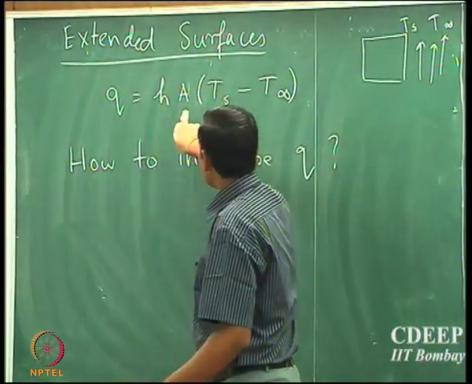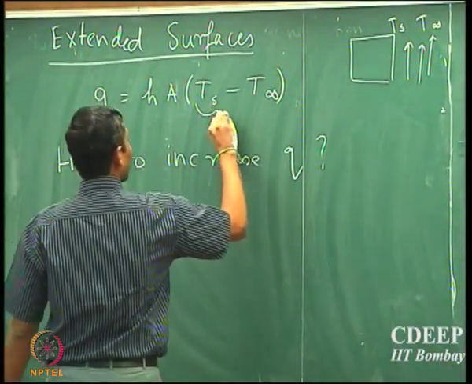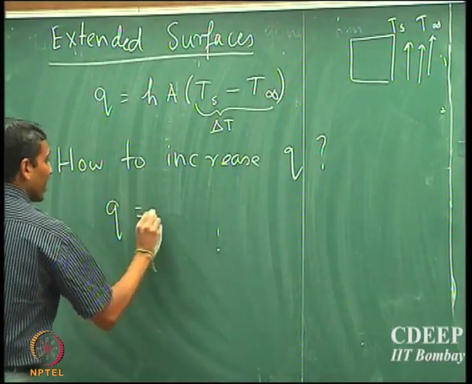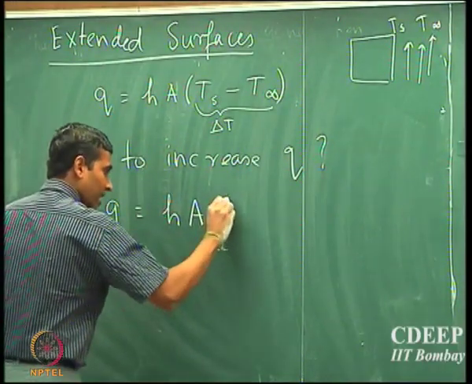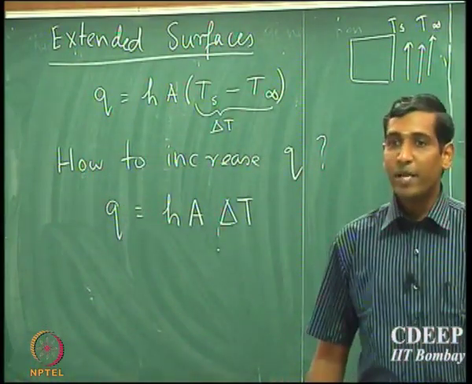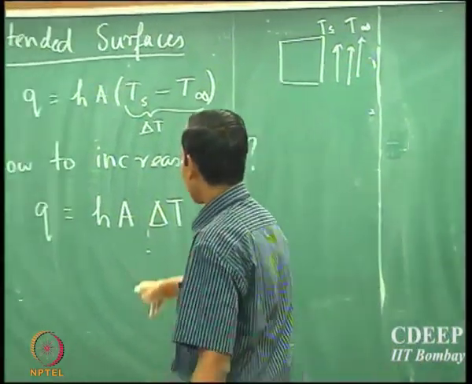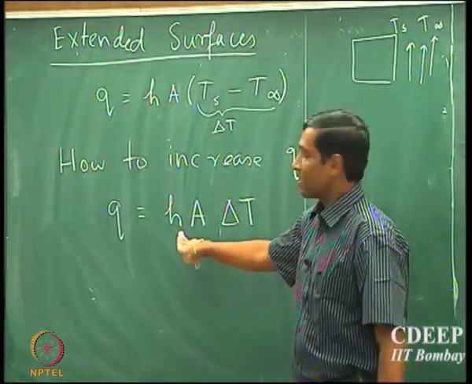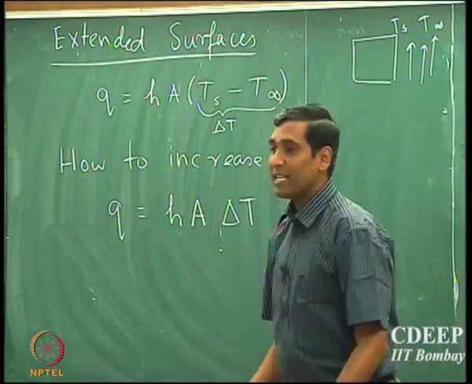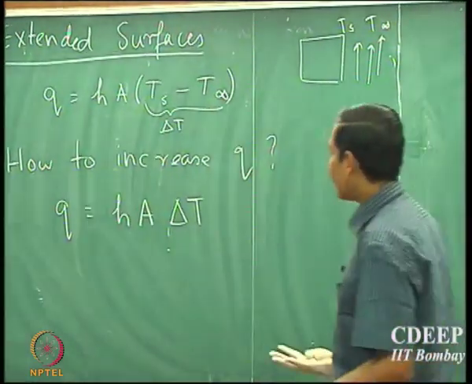So if you look at these three quantities here, if I call this delta T, some temperature difference, I can rewrite it as H into A into delta T. So the net heat transfer rate depends upon three quantities, right? One is the heat transport coefficient, the other one is the area of heat transport, and the third one obviously is the temperature difference. So these are the three quantities that need to be tweaked.